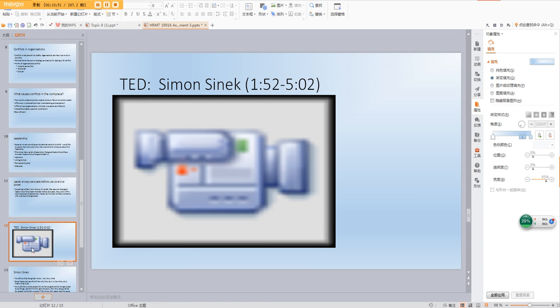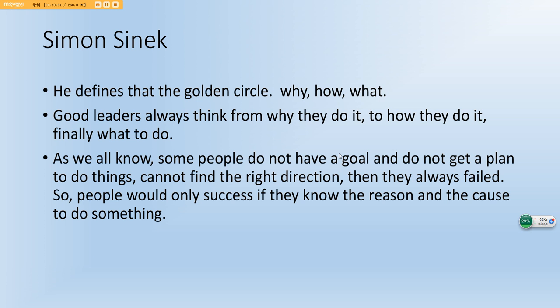Okay. After we finish this video, we can see that he defines the golden circle, the why, how, and what. Good leaders always think from why they do it to how they do it, and finally what to do.